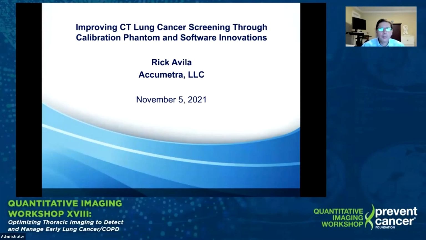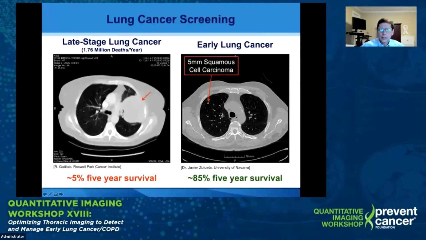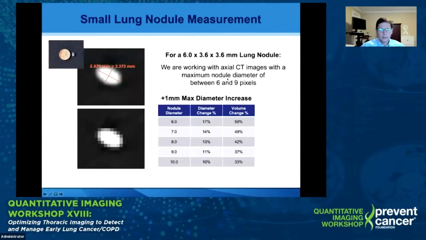Today, I'll be talking about improving CT lung cancer screening through calibration phantom and software innovations. As we all know, early detection of lung cancer is absolutely critical for survival. The 5-year survival rate jumps up significantly if we detect things as small as 5 millimeters or 6 millimeters. But in order to be able to do that, we need to CT image 6 millimeter or 5 millimeter objects, like these solid lung nodules you see here.